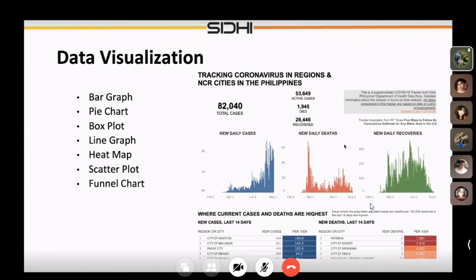The other aspect for data analysis is the charts, the graphs.